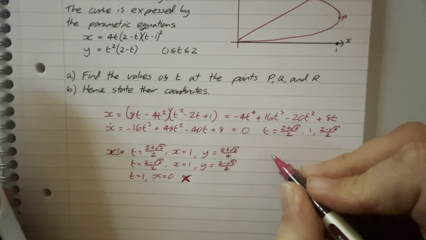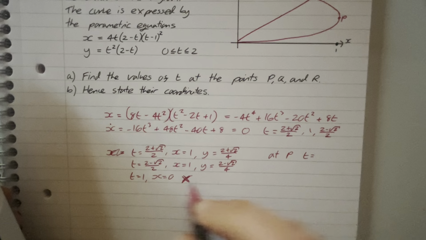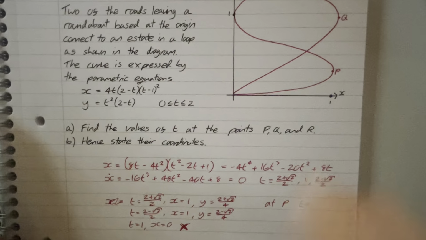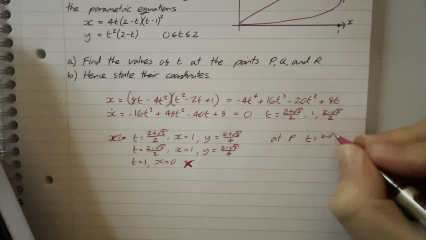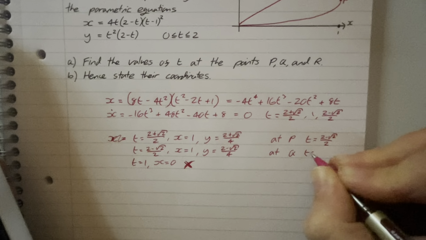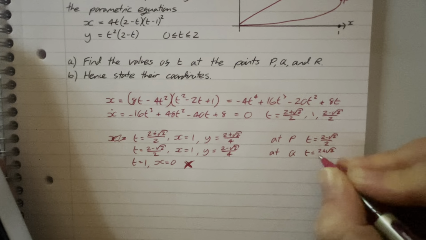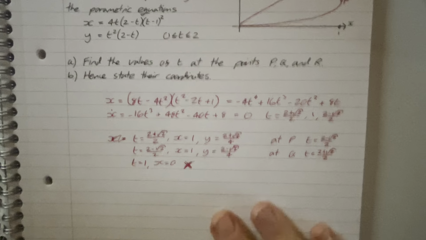So at P, T equals this one, the smaller one, because the y value is smaller, so the T value is smaller. So that's 2 minus root 2 on 2. At Q, T equals 2 plus root 2 on 2. And then we'll come back to B in a minute. So that's P and Q.